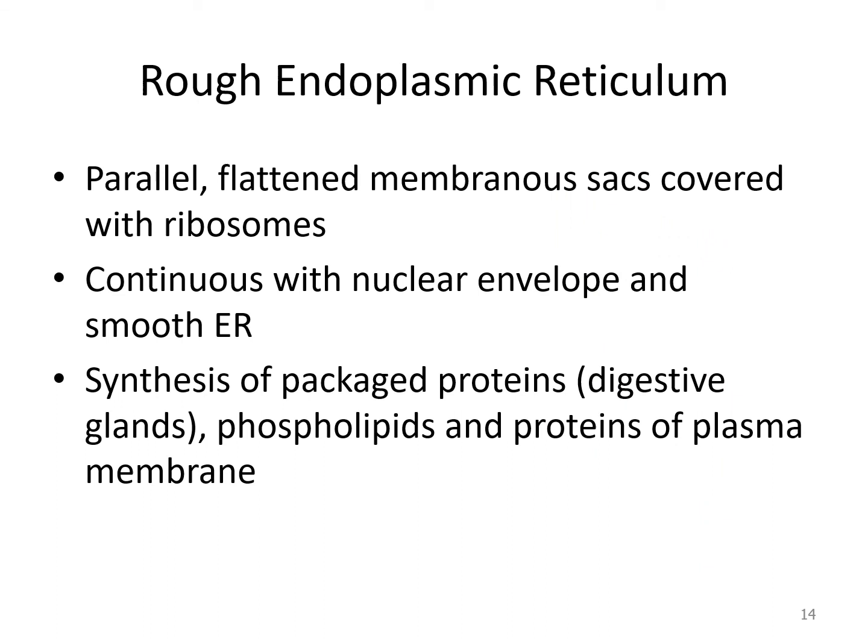Moving on to the rough endoplasmic reticulum. The rough endoplasmic reticulum is parallel flattened membranous sacs that are covered with ribosomes. And it is continuous with the nuclear envelope and the smooth endoplasmic reticulum. So basically it forms this big complex, which is interconnected by these membranes. What the rough ER does is it synthesizes and packages proteins. This is going to be important for our digestive glands. Phospholipids as well are synthesized, and proteins that are found within the plasma membrane are also synthesized here.